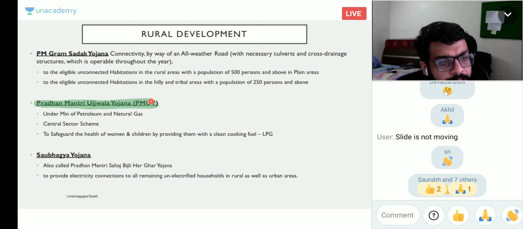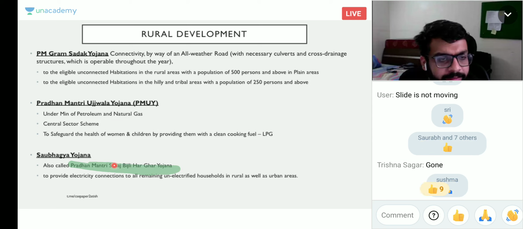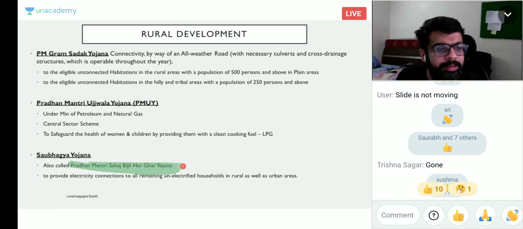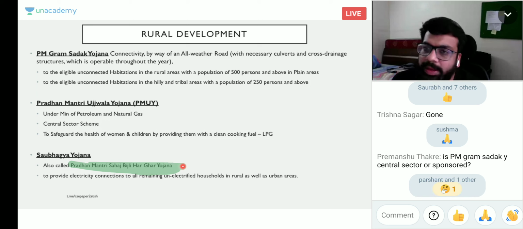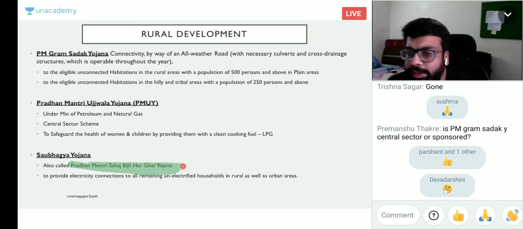The Saubhagya Yojana is also called the Pradhan Mantri Sahaj Bijli Har Ghar Yojana. It's the same thing if they ever ask you in two different ways. It basically is to provide electricity connections in all remaining unelectrified households in rural and urban areas. There's genuinely not more. So any household which does not have electricity will get one, and that's it.